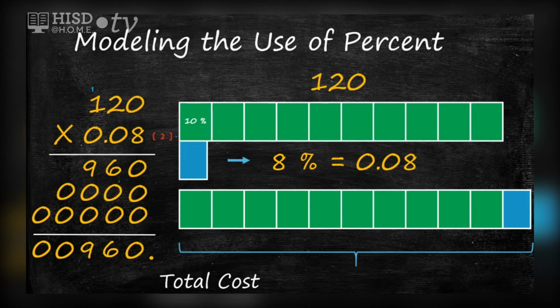And remember, we said that there are 2 decimal places, so I just have to move my decimal point twice to the left, and now I know that the tax on $120 is equal to 9.6, and that means that my final cost is $129.60.